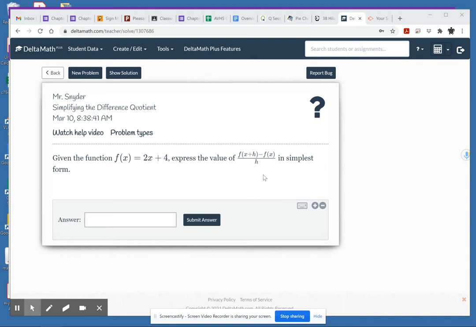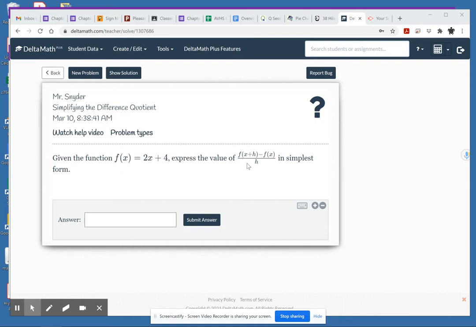It's not really important that you recognize the name difference quotient, but that you're going to see a lot of these things where you have an h in there, you sometimes have an x, and sometimes you're going to add on a limit statement to that. And the idea is that we're moving from an average rate of change to an instantaneous rate of change.